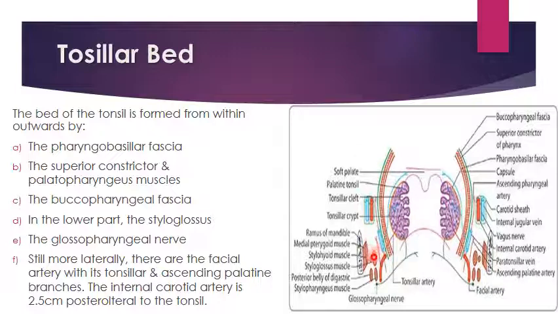In the lower part you can see the styloglossus muscle, and then here is the glossopharyngeal nerve. Then the facial artery along with its tonsillar and ascending palatine branch, and here is the carotid sheath. Internal carotid artery is 2.5 cm posterolateral to the tonsil. Now all these structures form the tonsillar bed, and this is a very important question from your written and viva point of view.